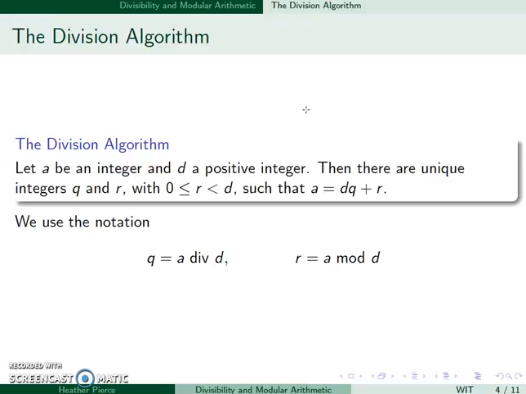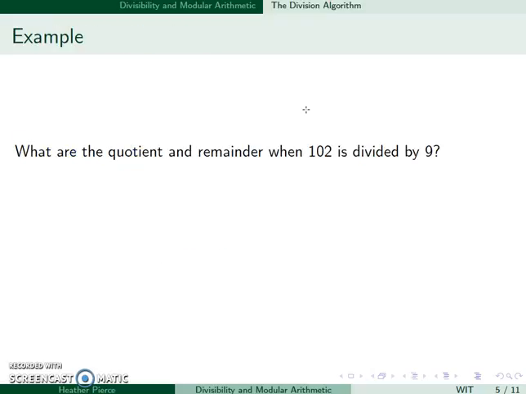We use the notation q is equal to a div d, and r is equal to a mod d. So div is the quotient, and mod is the remainder. For example, what are the quotient and remainder when I do 102 divided by 9? Well, I can see that 9 goes into 102 11 times with 3 left over. So 11 is 102 div 9, and 3 is 102 mod 9.